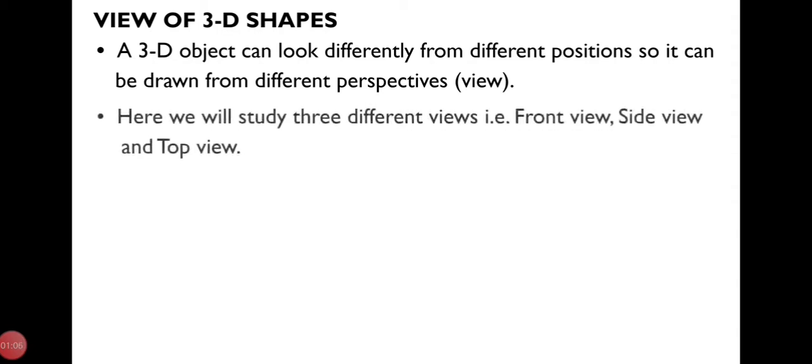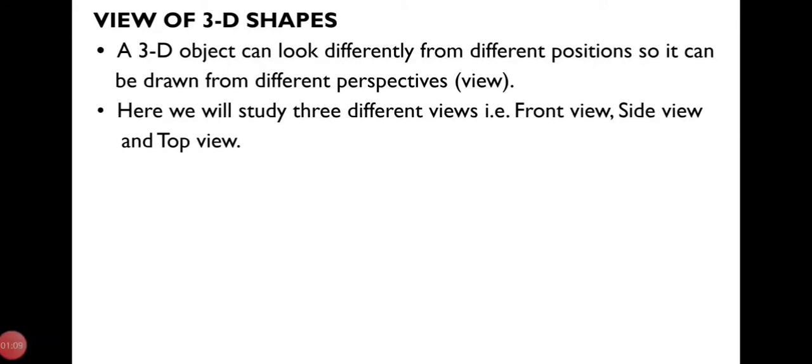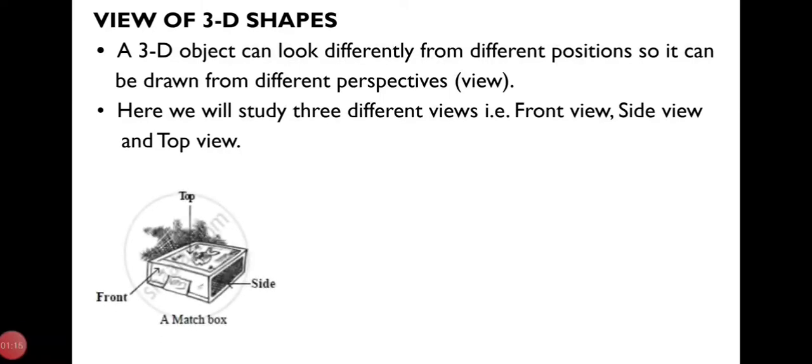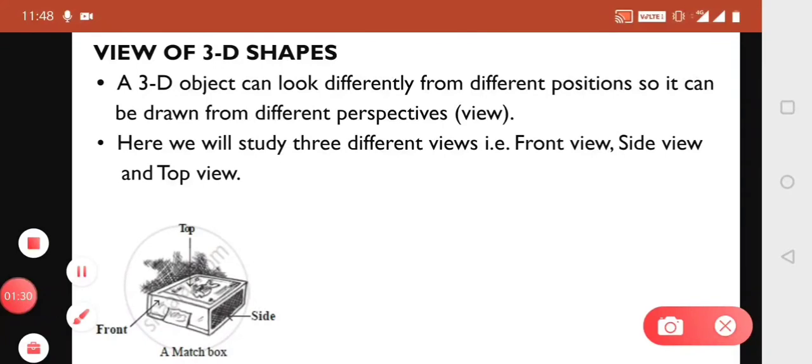In this chapter we will see three different views, that is front view, side view and top view. For example, you can see a matchbox is given and its three views are given. Now if you look at the matchbox from upside, you can see the matchbox lying in a flat position. So when you look from the upside, that is top side view, here you can say top view.